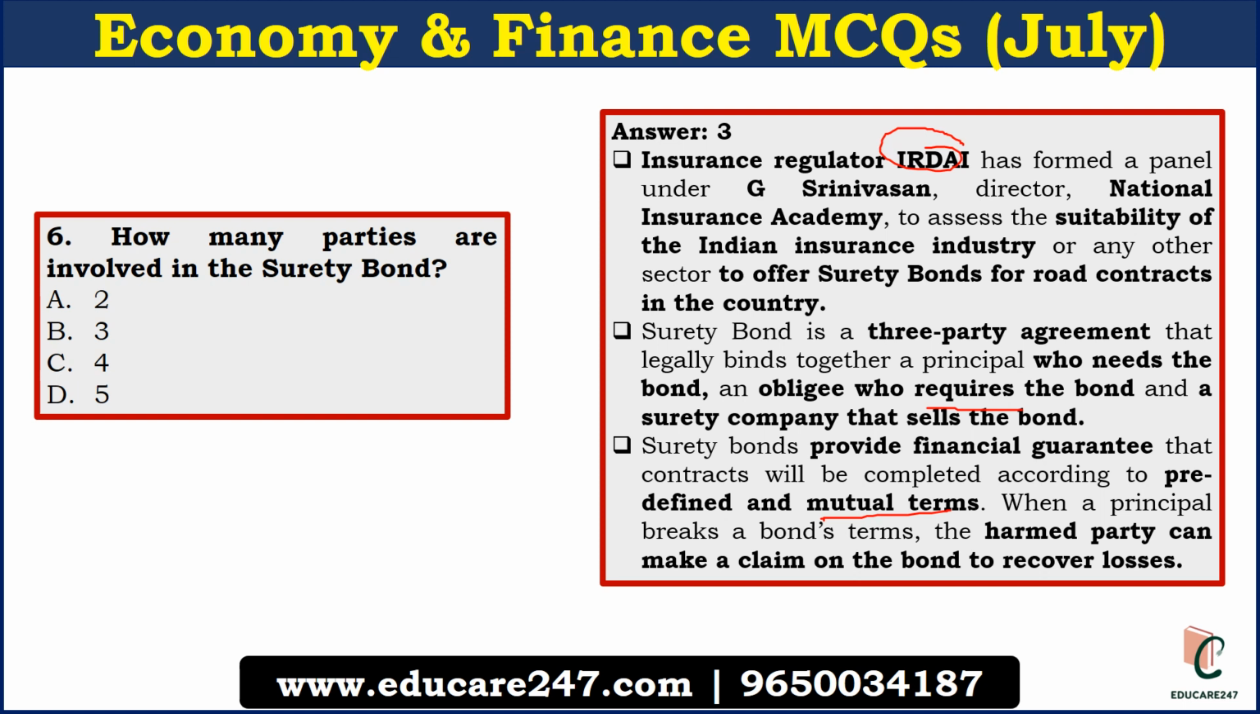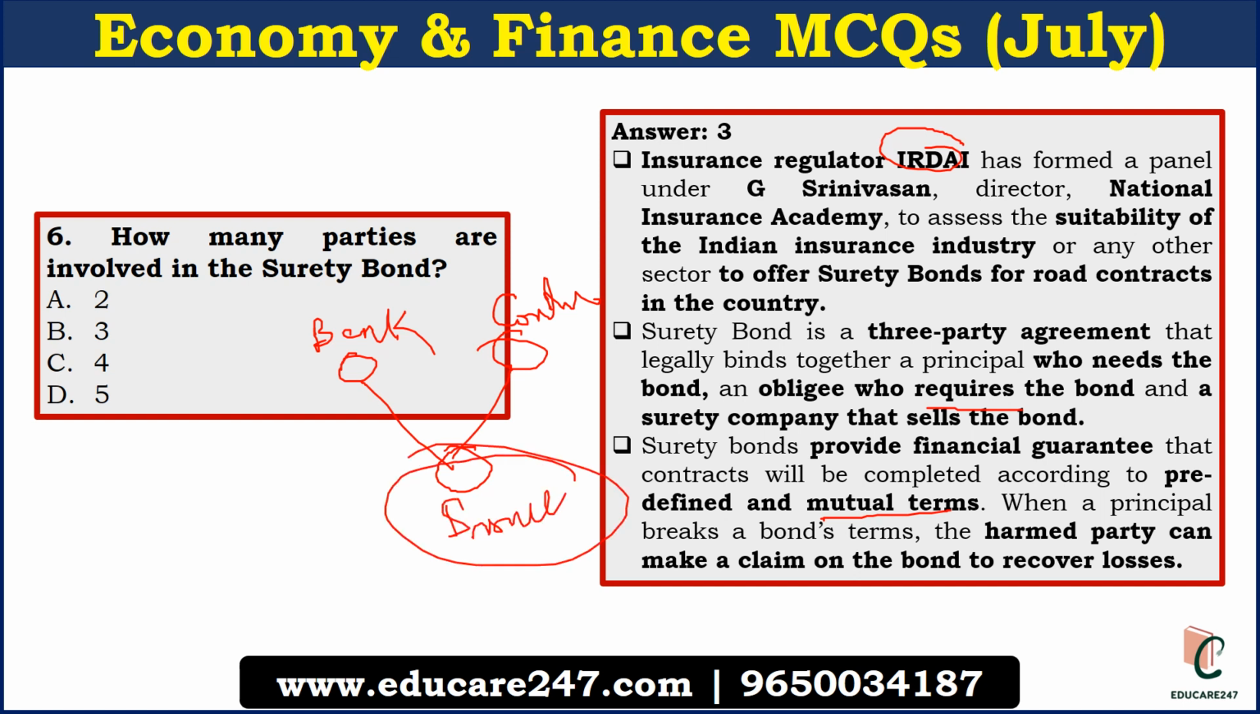So basically, three parties will be there: those who need the bond, those who require the bond, and those who sell the bond. So basically, it will be a contractor. Basically, it's a bank or an insurance company who will assure the bond. So this will be the structure for surety bond, and this panel will review the suitability of this kind of bond in India for the road construction.